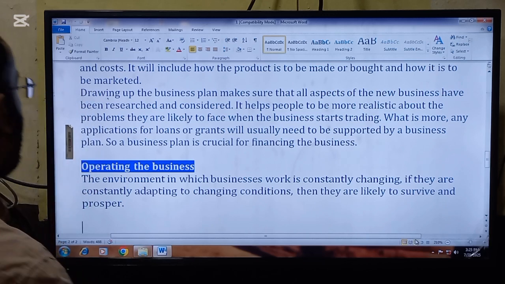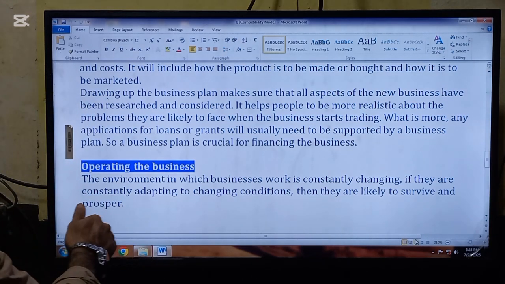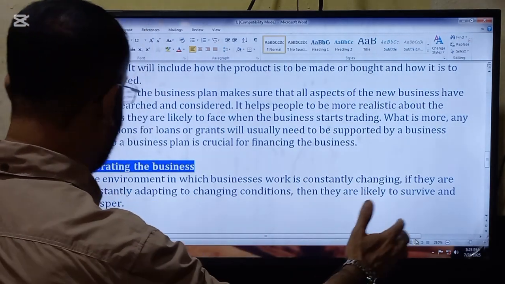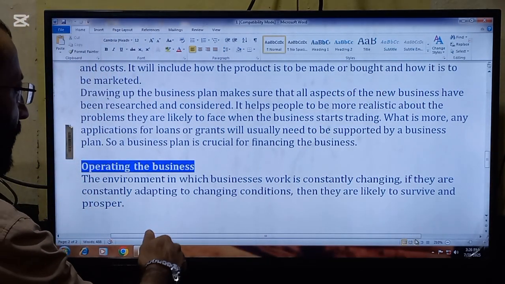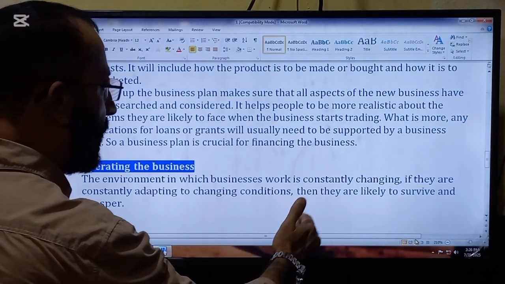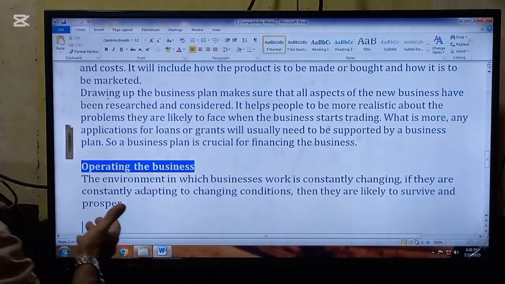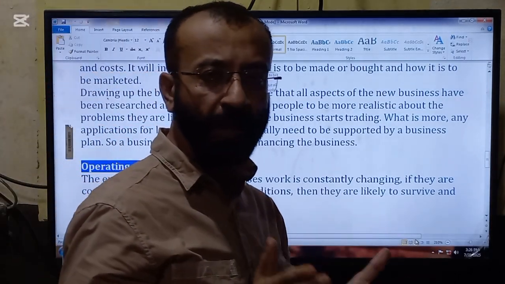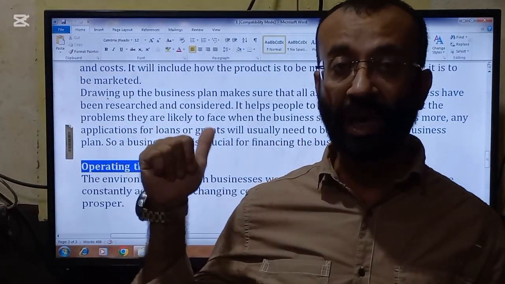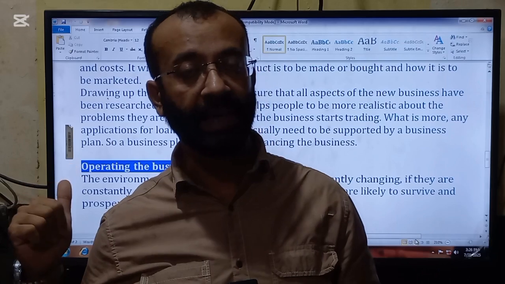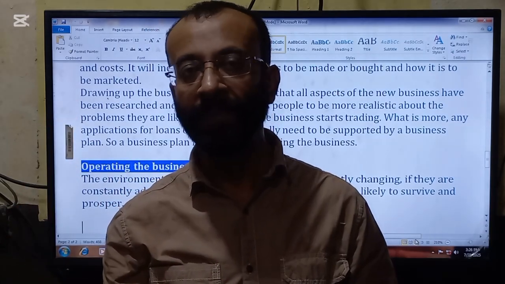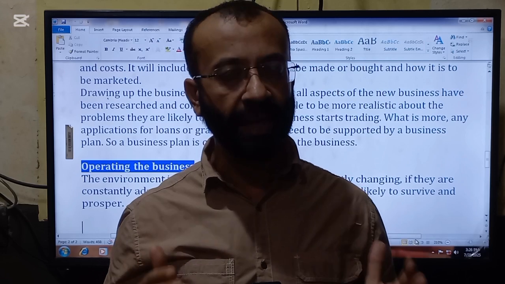The next thing that is important in starting up a business is operating the business. The environment in which businesses work is constantly changing. If they are constantly adapting to changing conditions, then they are likely to survive and prosper. So these are the stages. An entrepreneur who is able to cover all these stages successfully will prove to be a good entrepreneur. So this was the topic, starting up a business.